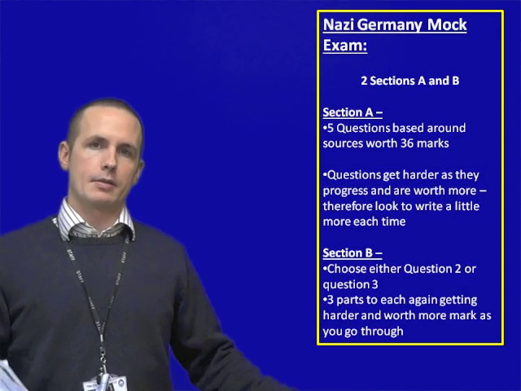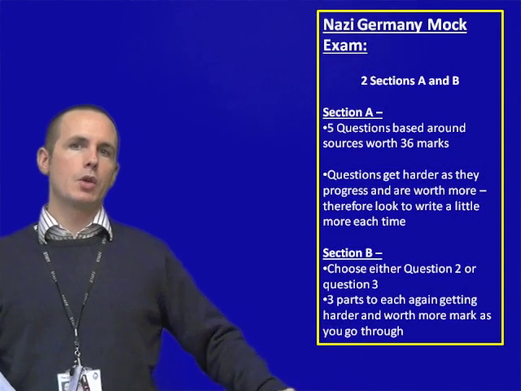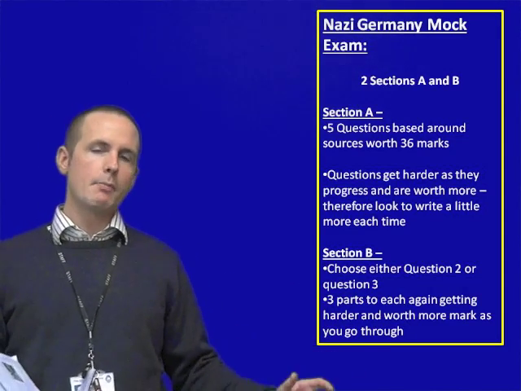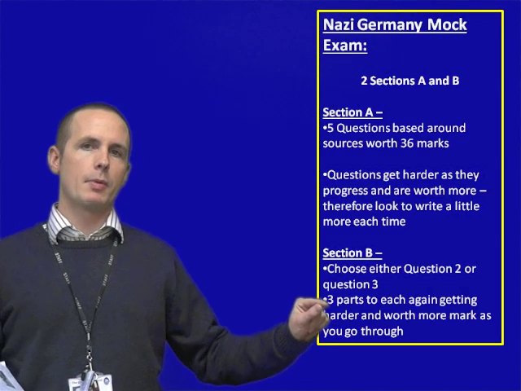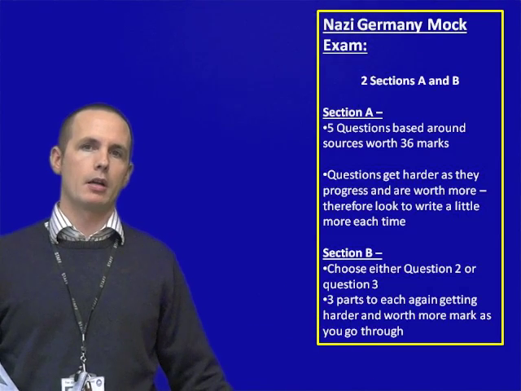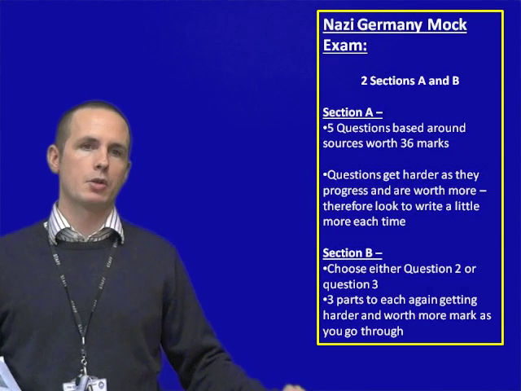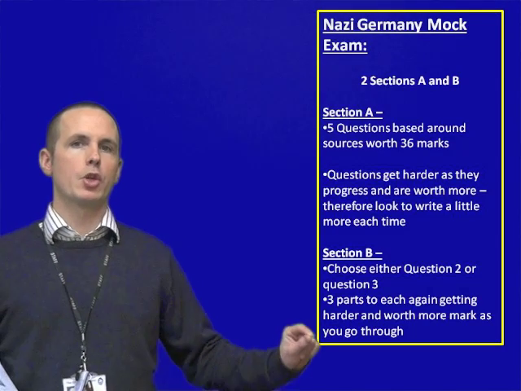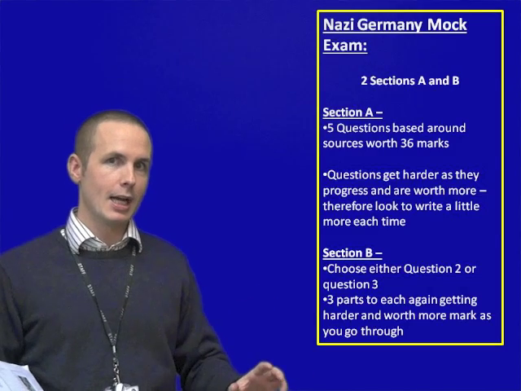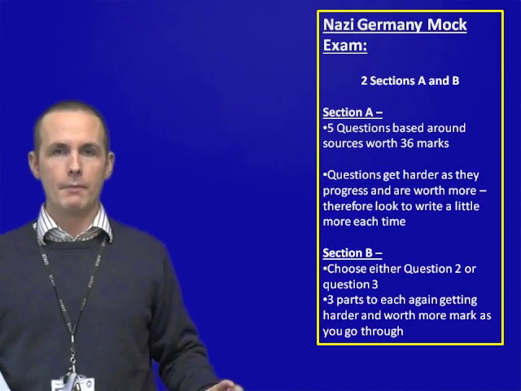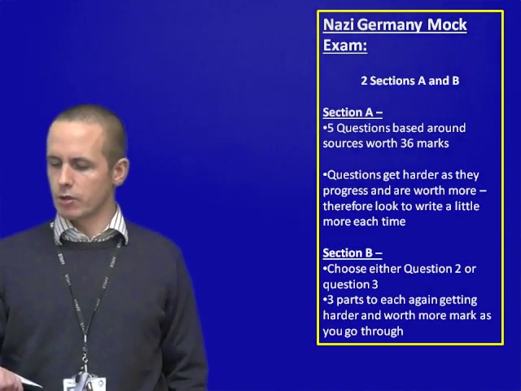Now section B, you'll get a choice between question 2 or question 3. The way to make that choice is not to look at the first part of it, but to look at the third part. That way, you'll pick the question that you can do that has the most marks. So look at part 2C or part 3C and then make your choice from that. So that's the boring bit, that's the basic structure of the paper.